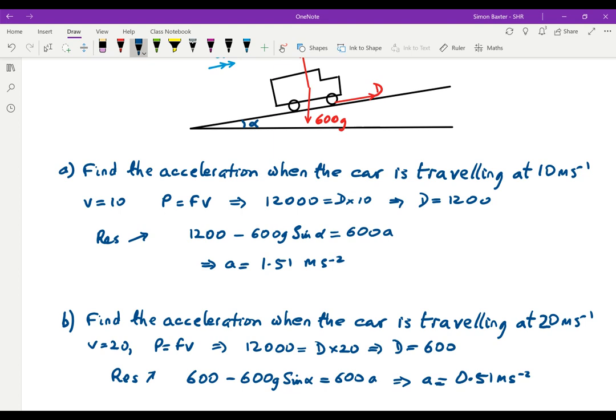And so as the car accelerates, it increases the speed. So although the power remains constant, 12,000, the acceleration decreases. Power constant, as the speed increases, the force will decrease, the acceleration will decrease.